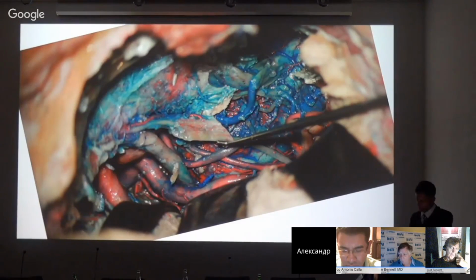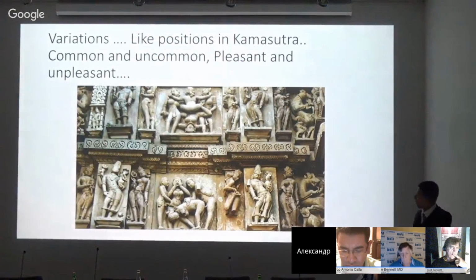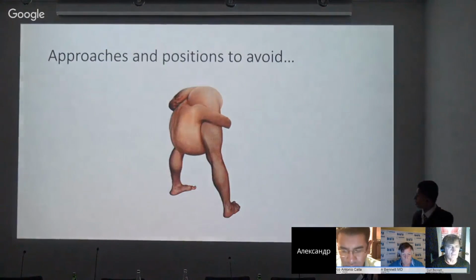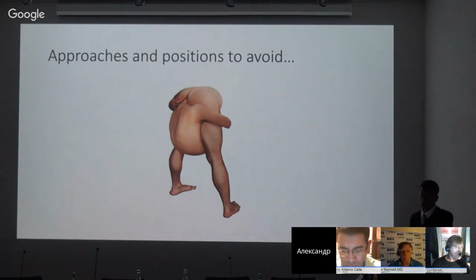So we did this dissection in France. Now, variations of the frontotemporal approach and Dolenc is like Kama Sutra. You have common and uncommon positions, pleasant and unpleasant positions. But you don't want to end up with a position like this. This is one thing you need to avoid, because a lot of skull-base surgeons finally end up with this.